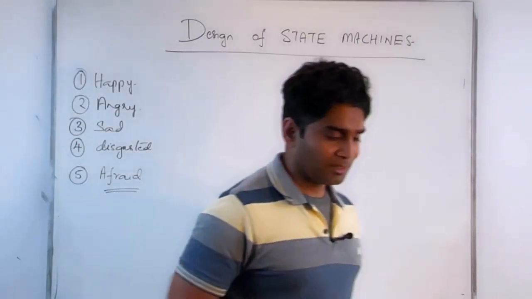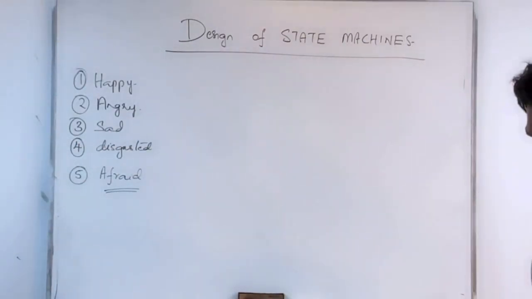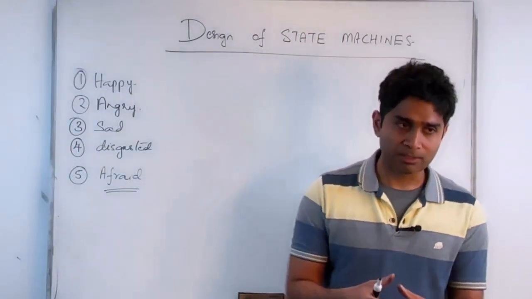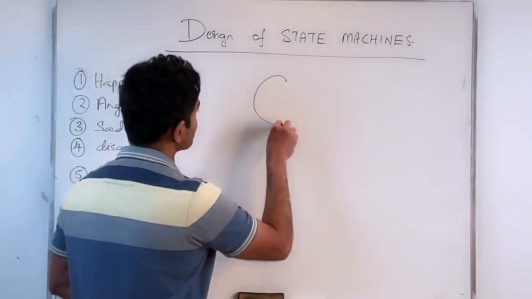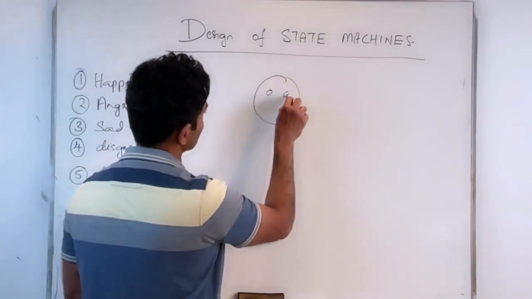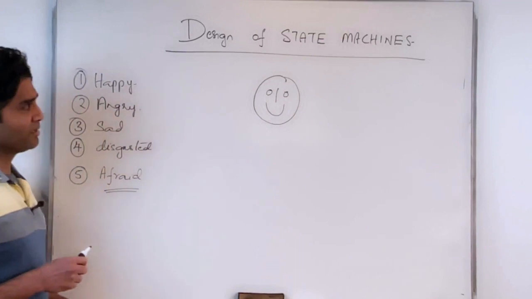All right. So let's do that. So I have 5 emotional states. I want to draw a state diagram for an individual having those states. So let me represent those states by using these emojis. A happy state is pretty simple. I have a smiley face. That's good.